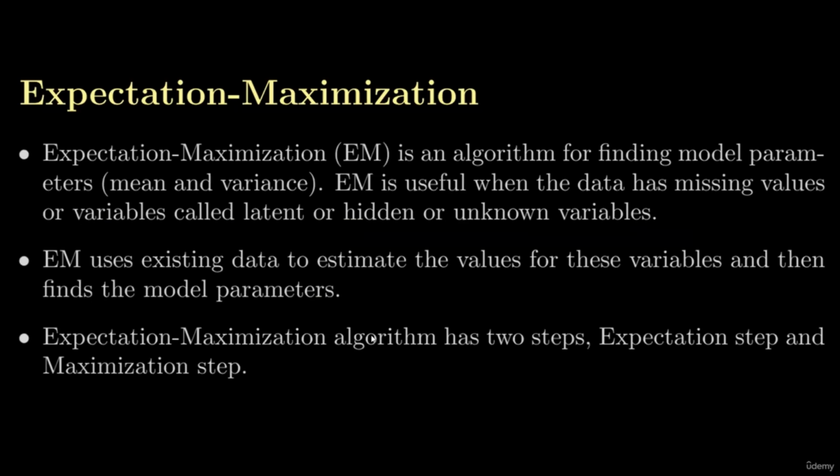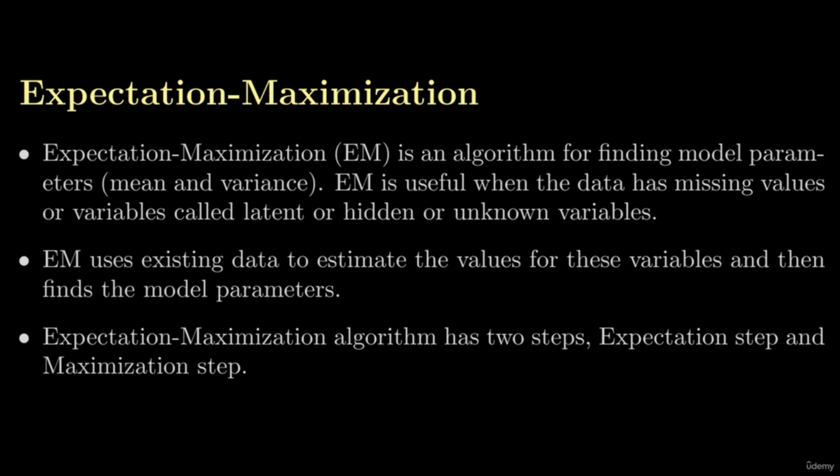EM algorithm is an algorithm for finding model parameters. EM is also useful when the data has missing values or variables called latent or hidden or unknown variables. When we apply the expectation maximization algorithm to GMM clustering, it is used to find the model parameters mean and variance, that is, to update the mean and variance of the cluster. However, EM can also be used in other applications. Suppose the data has some missing values, so we can use the available data to find those missing values.